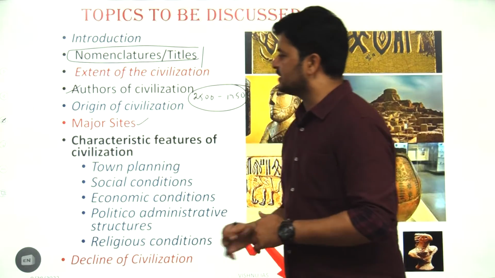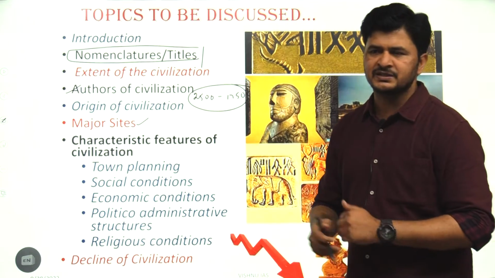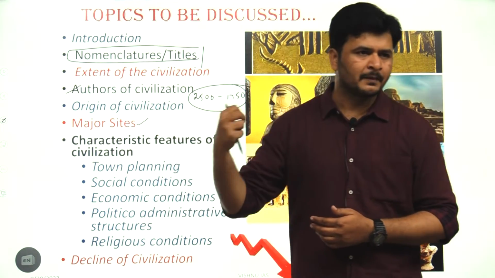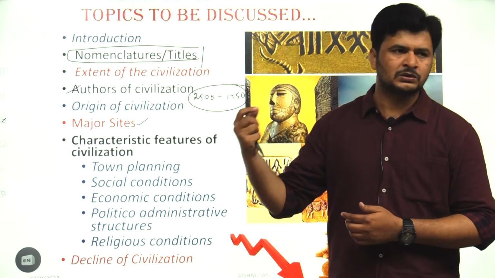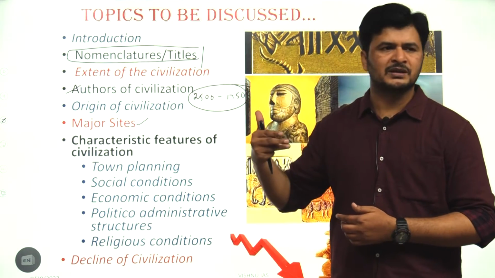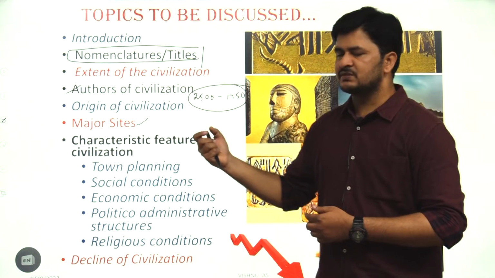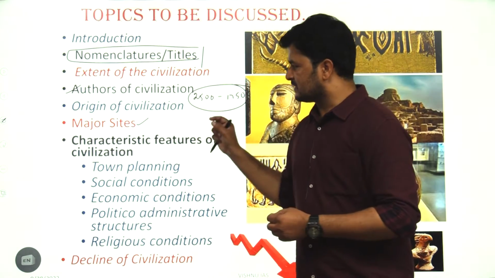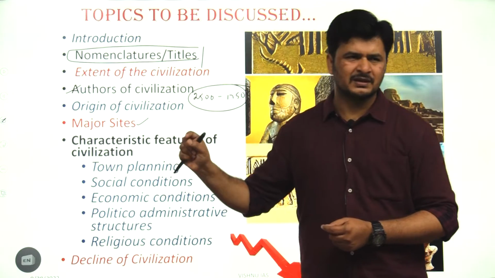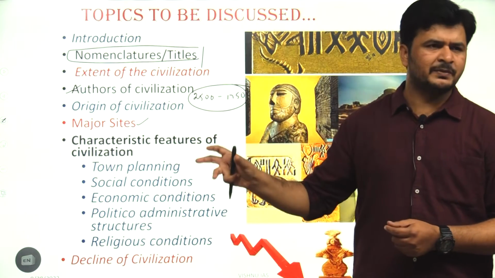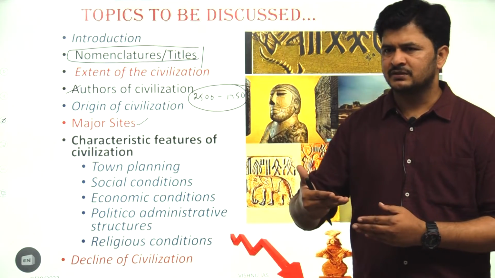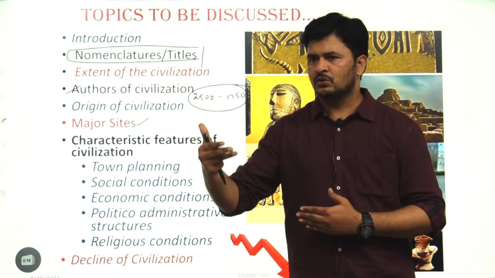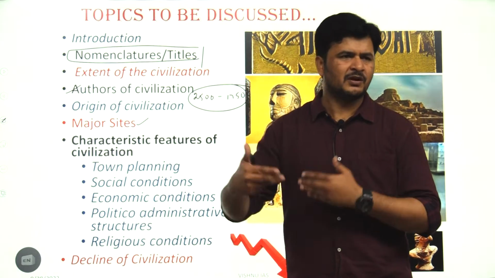Followed by major towns and cities, that is, important cities. For example, Harappa, Mohenjo-daro, Chanhu-daro, Lothal, Kalibangan. We have important towns and cities and the kind of discoveries made from the respective cities. As far as major cities are concerned, we are not going to discuss them. It's very factual. You'll be given a sheet, full of facts and all that.